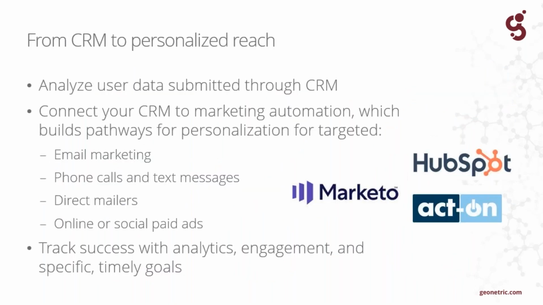So from CRM to personalized reach, you can take that data that comes in, connect your CRM to, say, marketing automation platforms like HubSpot, Marketo, or Act-On. You can build email marketing opportunities. You can build out phone calls and text messages to folks if they opt to be part of that. Send them direct mailers about other related services or opportunities or classes that they want to take part in, and use that for online and social paid advertising as well.